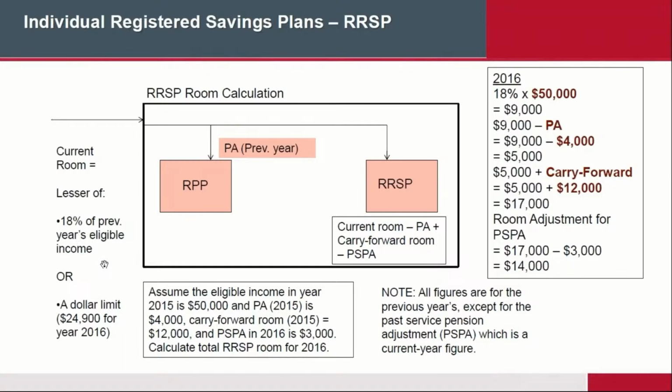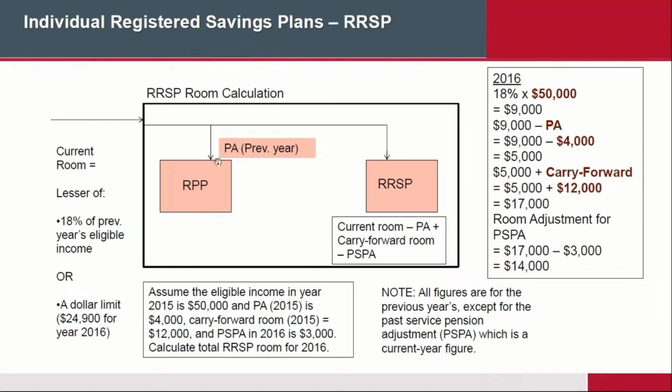So basically, it's 18% of your previous year's eligible income. Notice it's previous year. So if we're going to use 2016, for example, as the year, then you use 18% of your 2015 income, no more than $24,900 for 2016, okay? And so therefore, you're always 1 year behind. On the exam, they may give you 2 years of income, in other words, current year income and previous year's income. Don't ever use current year, always use previous year. That's what we use, okay? So it's 18%.